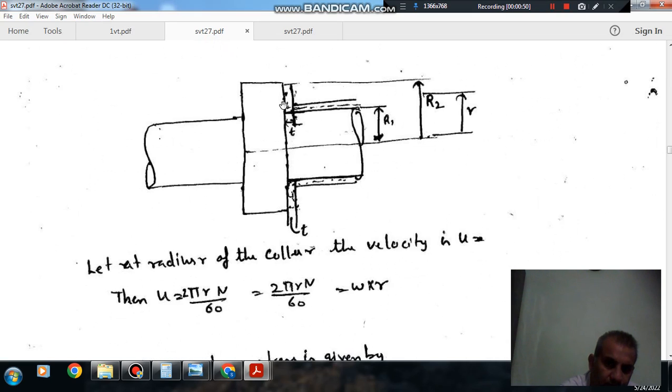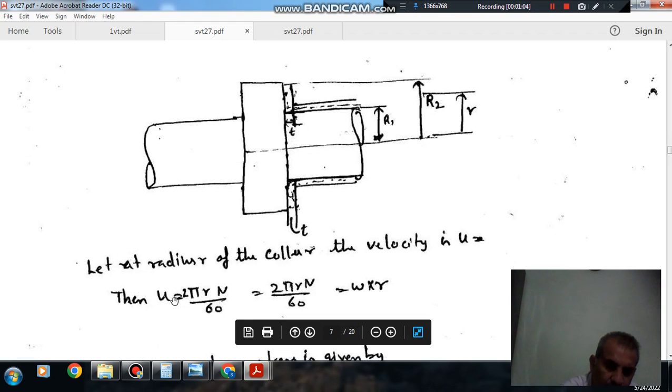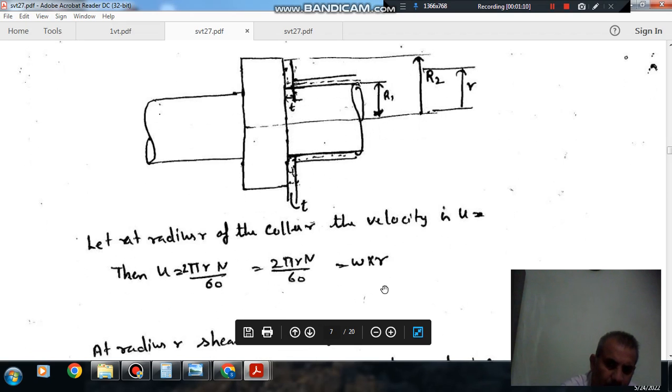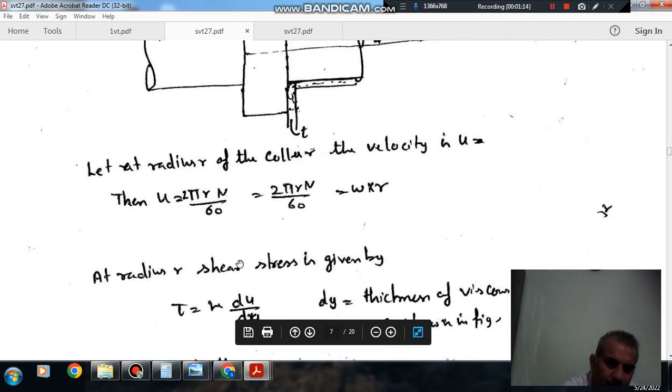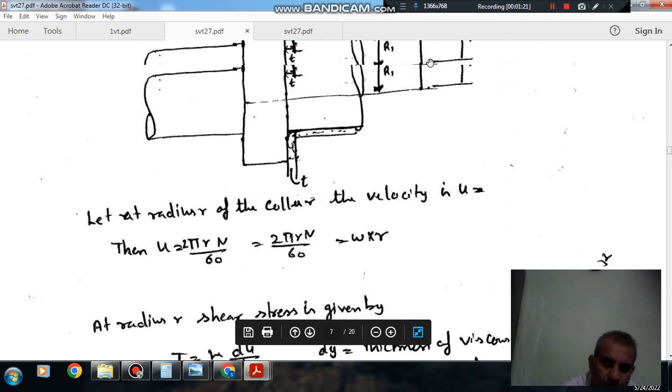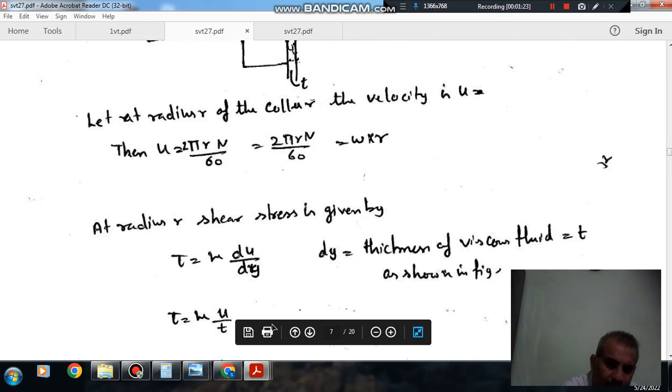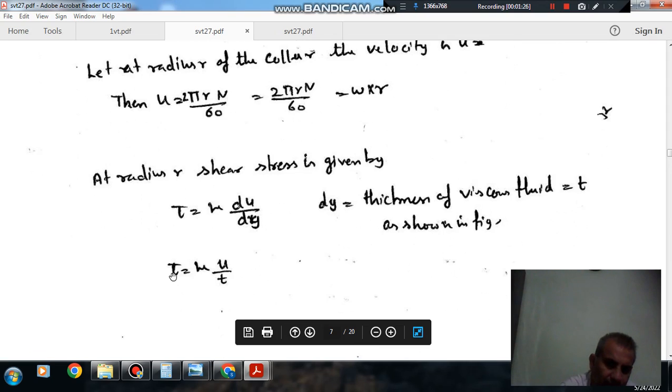So this is your shaft and collar. Here suppose there is a film of oil, and let at a radius r the velocity is u. Then the velocity u is given by 2 pi r n by 60, or omega into r. Now from the Newtonian law we have tau is equal to mu du by dy. Here the velocity at radius r is u, and thickness is t. So we can write it as tau is equal to mu u by t.